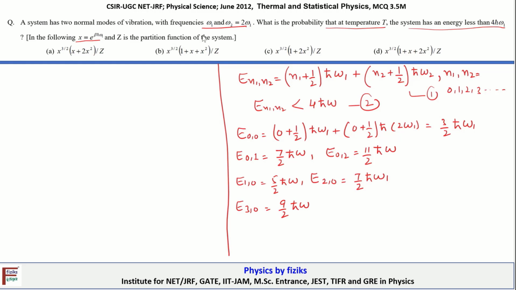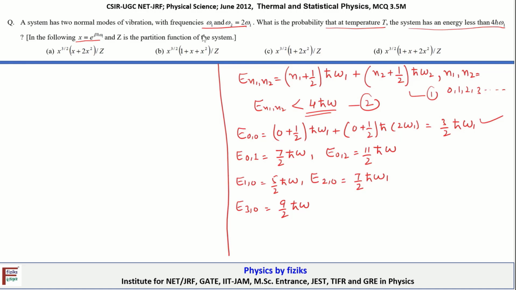But we need not work out the expression for the other higher energies, because as we are noticing here, the energy has started increasing beyond the value of 4 h cut omega. Okay, so now out of all these energy values, we have to only pick those energies which are smaller than 4 h cut omega. So the ground state energy E00, that is how much? This is 3 by 2 h cut omega, and obviously this is smaller than 4 h cut omega, and other energy values are for instance 5 by 2 h cut omega.